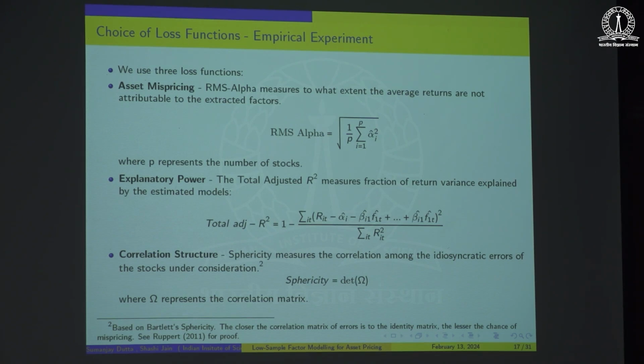This is more important, the correlation structure, which is being measured by sphericity. This came from the psychometric literature. The idea is, we assume in asset pricing that for the pricing to be perfect, you need to have the errors independent of each other, which means that the correlation matrix of the errors should ideally be an identity matrix. So here we take the determinant value of the correlation of errors. This is the sphericity measure that we talk about. RMS alpha and total adjusted R squared have been talked about in literature. We thought of using this one as a new sort of loss function.